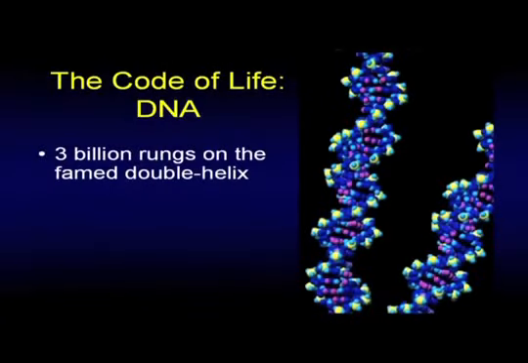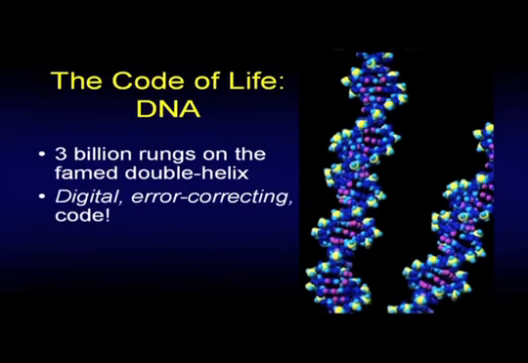There are 3 billion rungs on the famous double helix of our DNA. And the code that's involved is a digital error-correcting code. Now, there's not probably one engineer in a dozen that can design an error-detecting code properly. There's certainly a lot fewer than them that can design a code that automatically corrects its own errors. There are such codes, by the way.